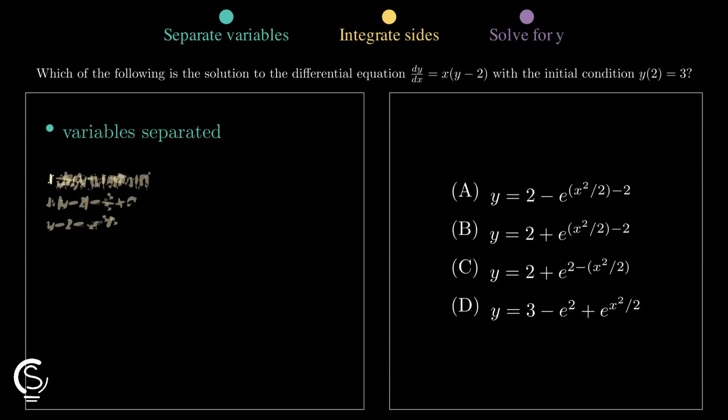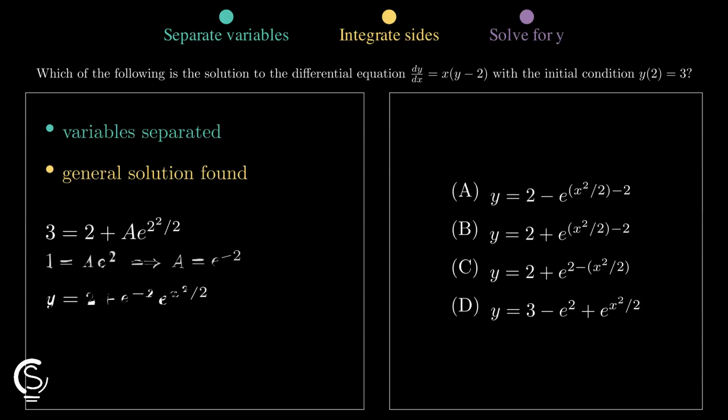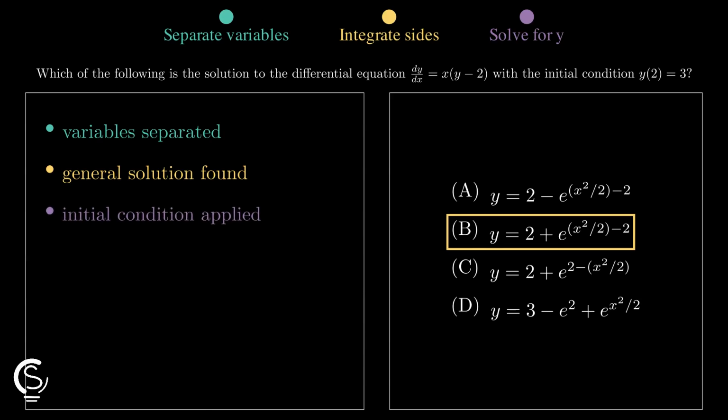Finally, plug in x equals 2 and y equals 3 to find the constant a. Substitute a back to reach the final solution. That makes option B the winner.